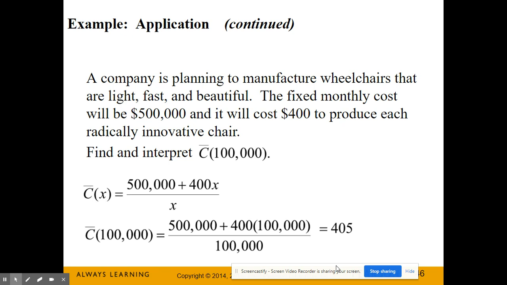And then if you make 100,000 chairs, it's now at $5. Well, 405 total, but that's just $5 extra per chair for that sunk cost.